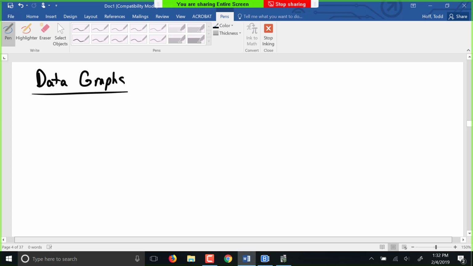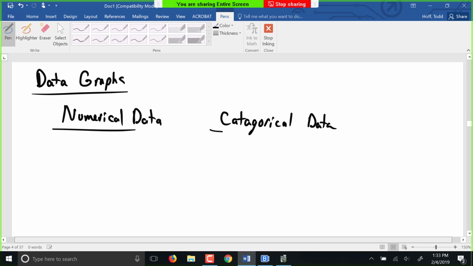It's kind of an aside, but as we're talking about graphing, we do have to talk about data graphs. And there are several types of data graphs that we run into. But first we have to talk about types of data. We can have numerical data, and we can have categorical data. Most of us are used to graphing categorical data, even though it has numbers in it.